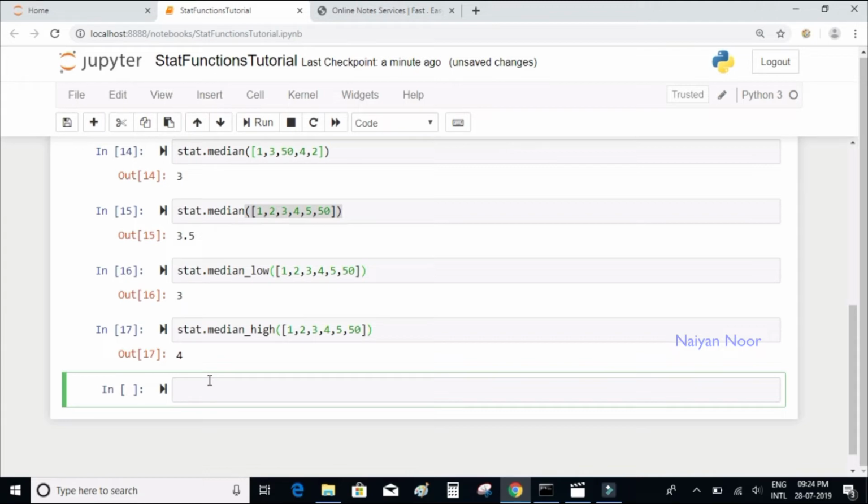Next we have mode. Mean, median and mode are basically the three most widely used measures of central tendency. The mode returns the most commonly appearing number in a list. If you want to find the mode of data like 1, 2, 1, 3, 3, 4, 4, 4, 5, the number which occurs most frequently is 4, because it appears 3 times. So the mode will return 4.